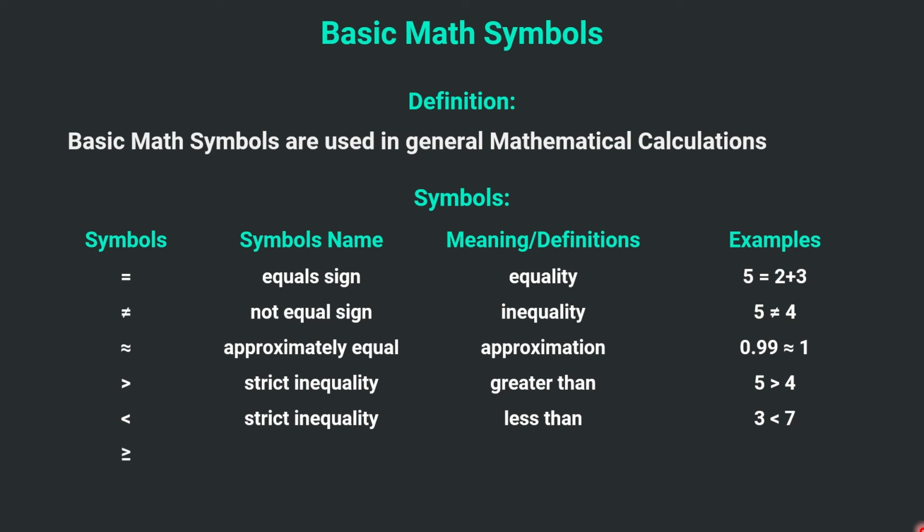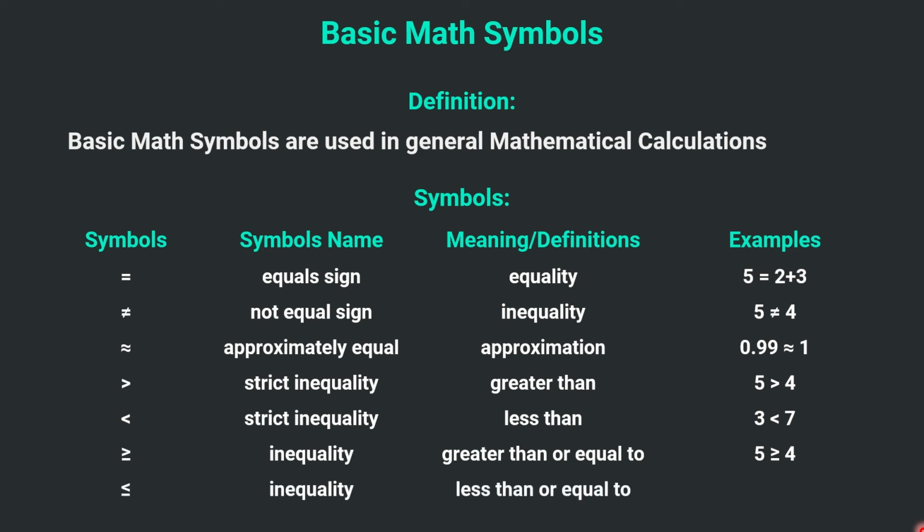Now we have the greater than sign with a dash below it. It is an inequality. It is not a strict inequality, but it is an inequality. This is the greater than or equal to sign. So 5 is greater than or equal to 4. That means the value of 5 can be greater than or equal to 4. Similarly, we have this less than or equal to sign. It is again an inequality, and this is less than or equal to. So 3 is less than or equal to 7.